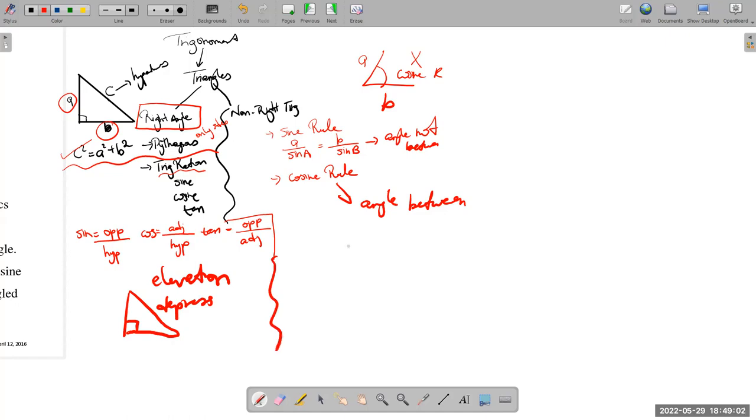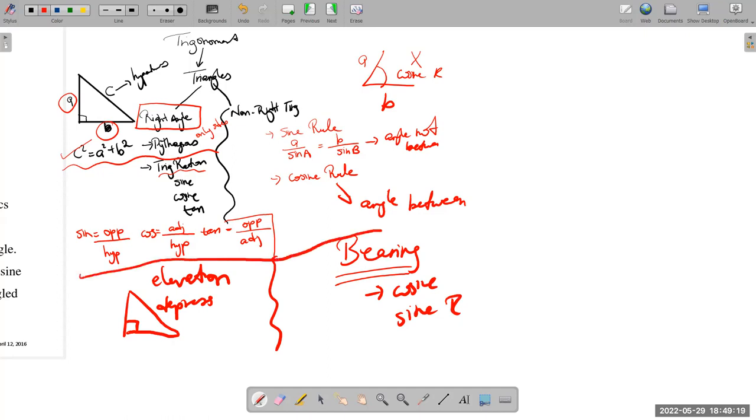Versus when you get bearings. Anybody realize bearings always form a random triangle? So when you're doing bearings, guess what you're going to have to use? You're going to have to use either the cosine rule or the sine rule. Everybody see the difference? These two things are an extension of the topics before. Elevation and depression is an extension of the right angle triangle laws. Bearing is an extension from the non-right angle laws. Everybody see the connection?